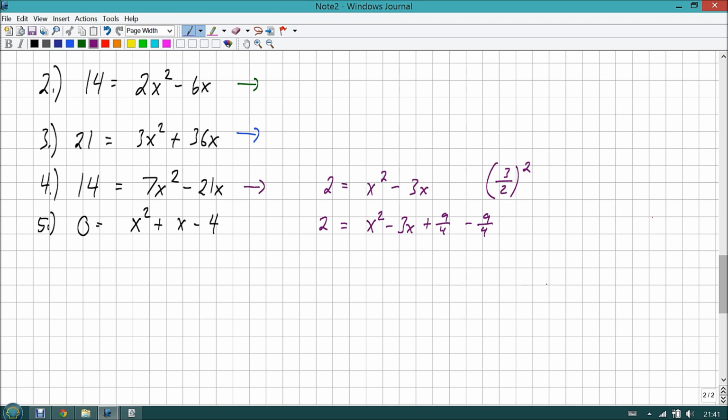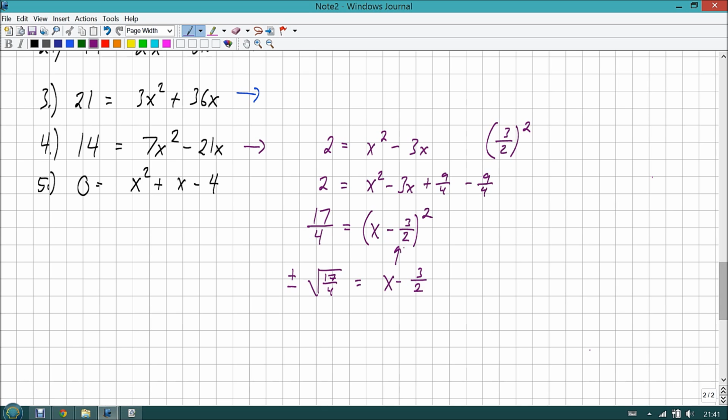And when I do that, add 9/4 to both sides. 4 times 2 is 8. 8 plus 9 is 17, sorry. 17 over 4 is equal to x minus 3/2 squared. Then take the square root of both sides, and I have the square root of 17 over 4, and of course that's going to be plus or minus, is equal to x minus 3/2.